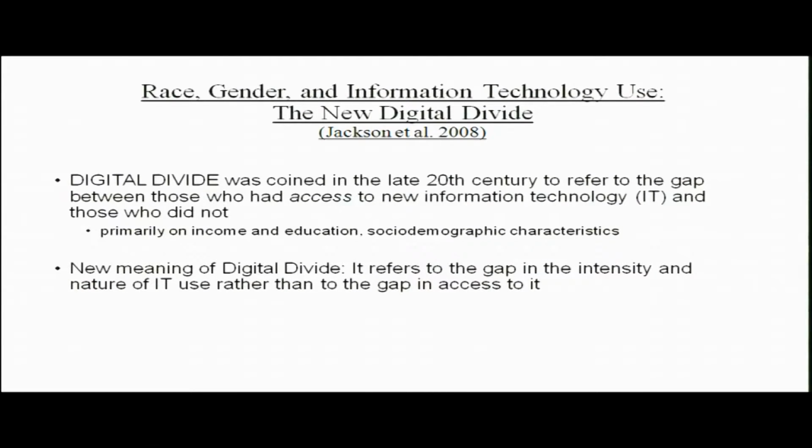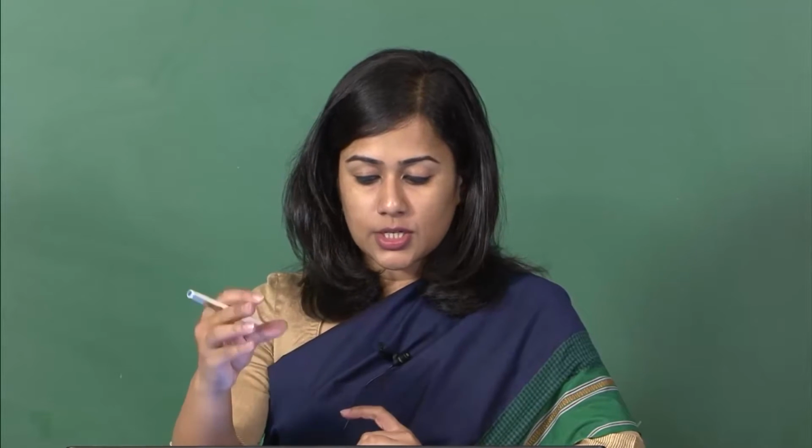And the new meaning of digital divide is referring to the gap in the intensity and nature of IT use rather than the gap in access to it. So, the first idea was whether a particular technology was accessible to a population or a group of people, and the new meaning of the digital divide is whether there is a gap in the intensity and nature of IT use rather than the gap in access to it. So, that is an understanding we have to take from here to understand how the various technologies play out in the domestic sphere.